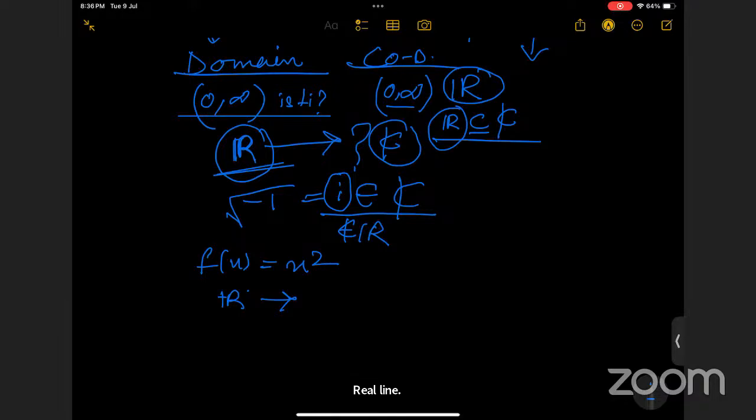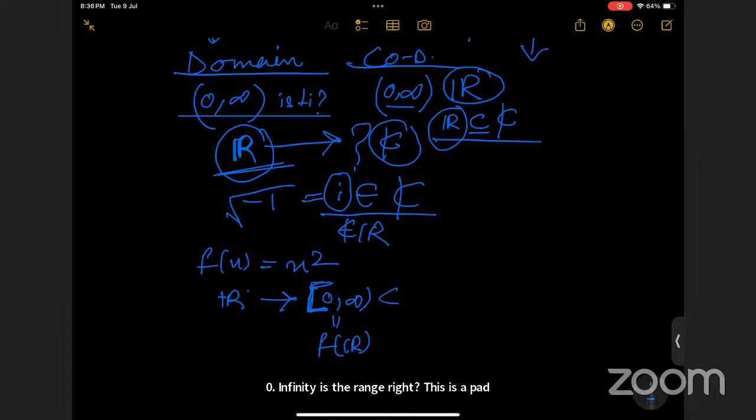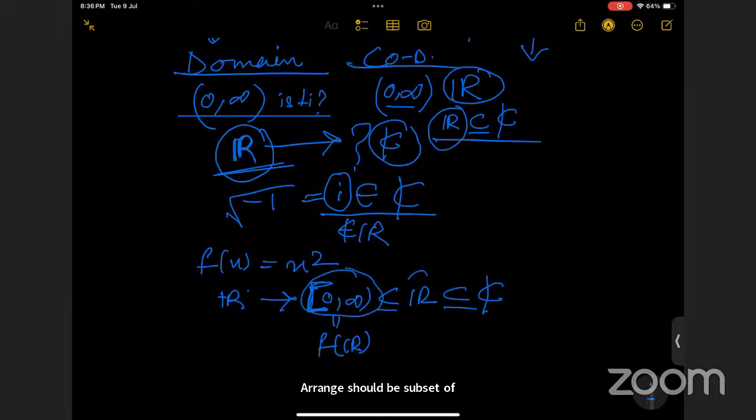I'm talking about the codomain, not the range. The codomain can be the positive real line. It can be the real line also. It can be anything. Like 0 to infinity is the range, which is f of R, right? So this is a subset of the real line. The real line is again a subset of the complex plane. The range should be a subset of the codomain. So we can take this as our codomain, we can take this as our codomain, also we can take this as our codomain. Right?